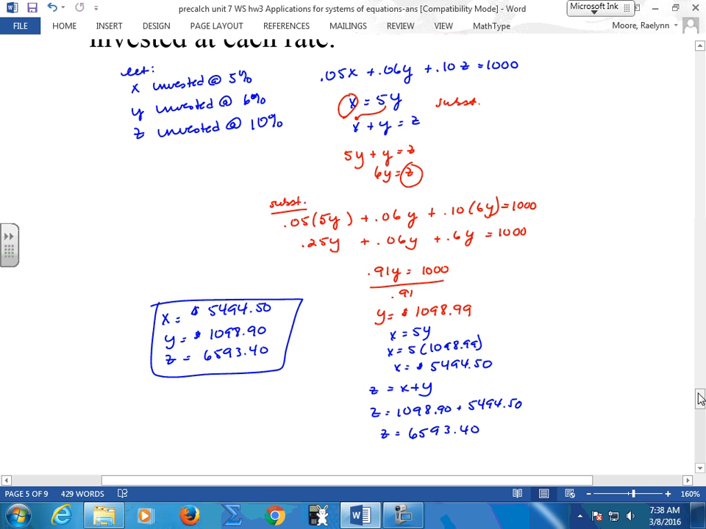And again, these amounts didn't work out very nicely, but they're money, so give them 2 decimal places. Here's your 3 equations. This is your interest earned. This was your x equal to 5y. This is your x plus y plus z. We looked at these. Now the hardest part is to figure out what variable do I use.